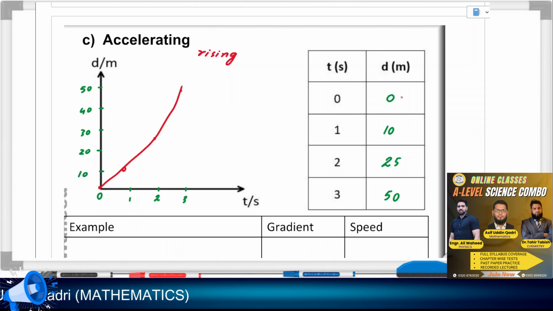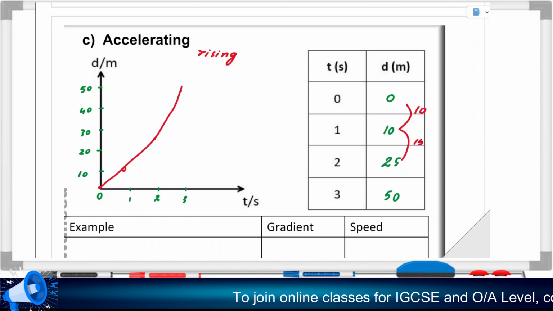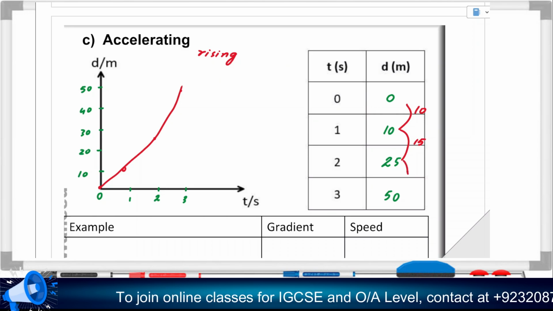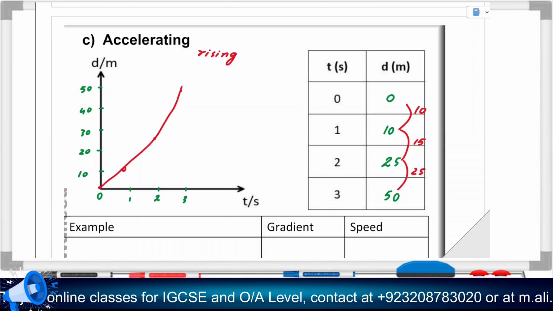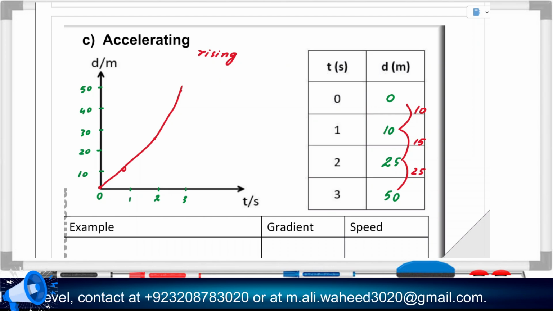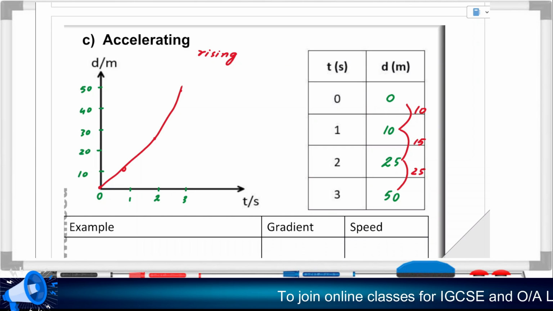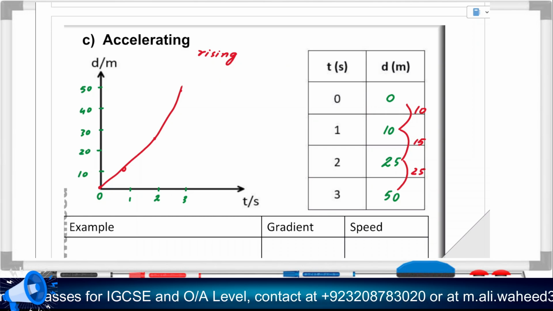So you see, if you check out the data, in the first second, a distance of 10 meters was covered. In the next second, the change in distance was 15, and then the change in distance was 25. So with every second, the object is covering more distance in the same time interval. So how is that possible? It's only possible if with every second the vehicle starts moving faster and faster.